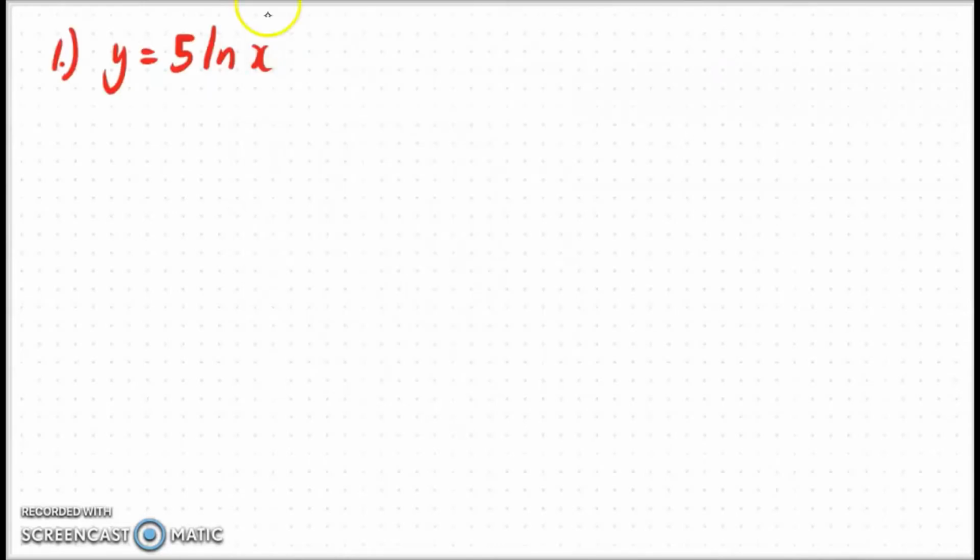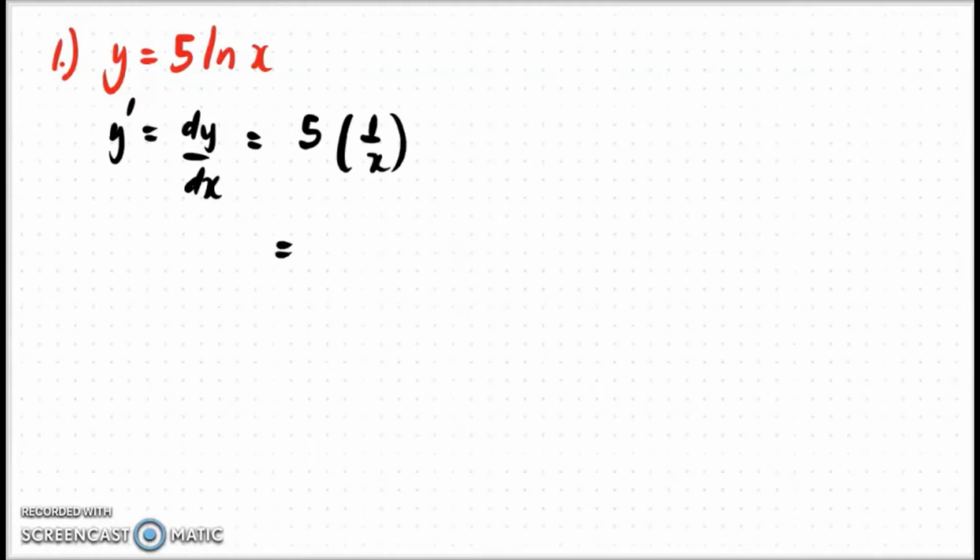So for our first example, we have y prime or our derivative of y with respect to x is equal to 5, and the derivative of ln x, as mentioned earlier, is 1 over x. Therefore, if we simplify this, we get 5 over x as our final answer.